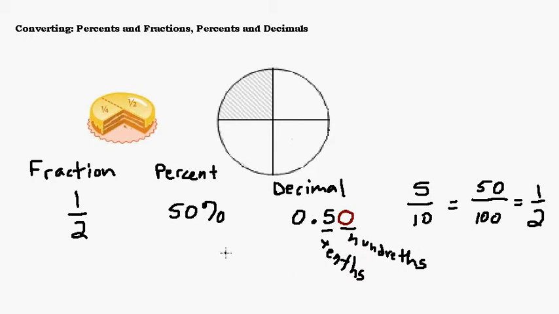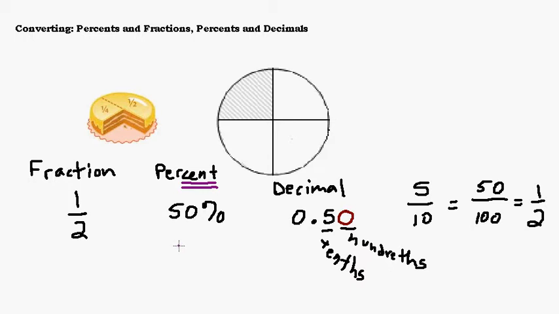Alright, so what does percent mean? Percent means literally per 100. There's a lot of words that have cent in them, like century, bicentennial, centennial. Cent means 100. So percent literally means per 100.